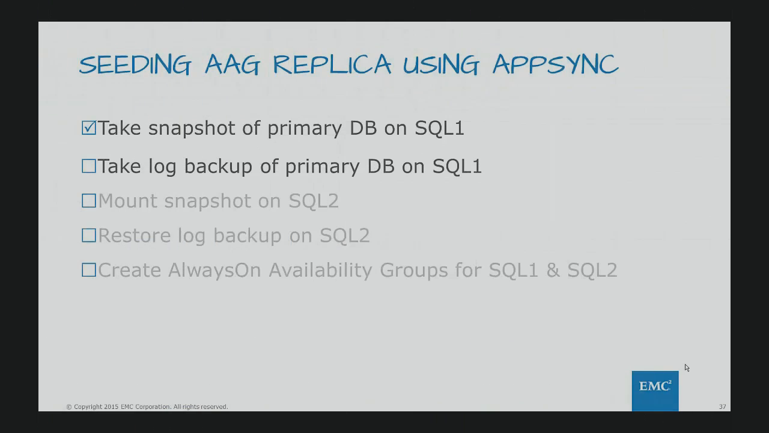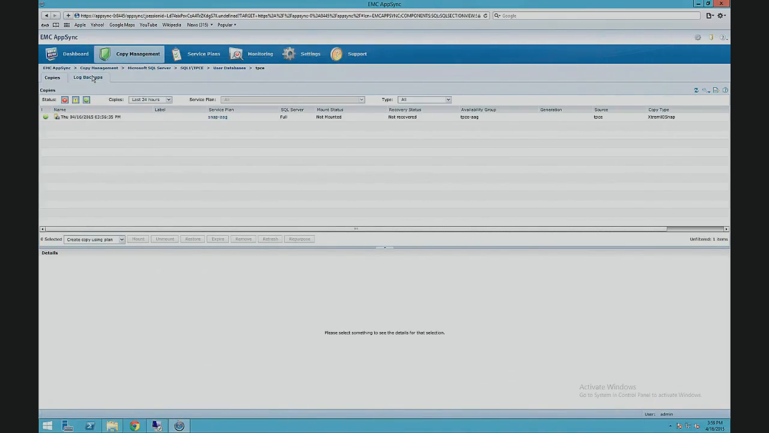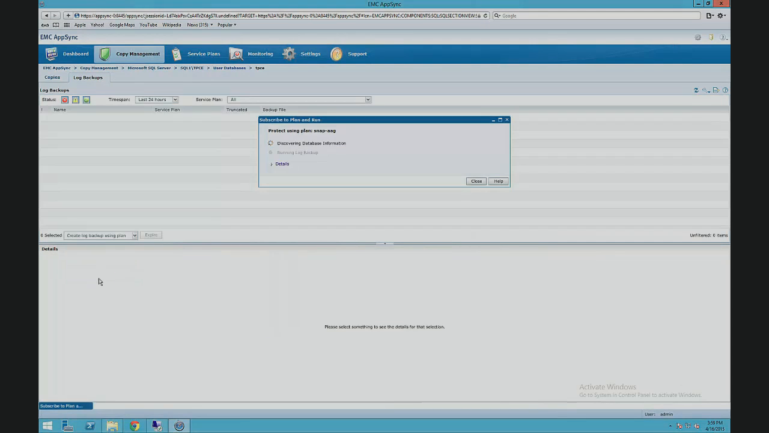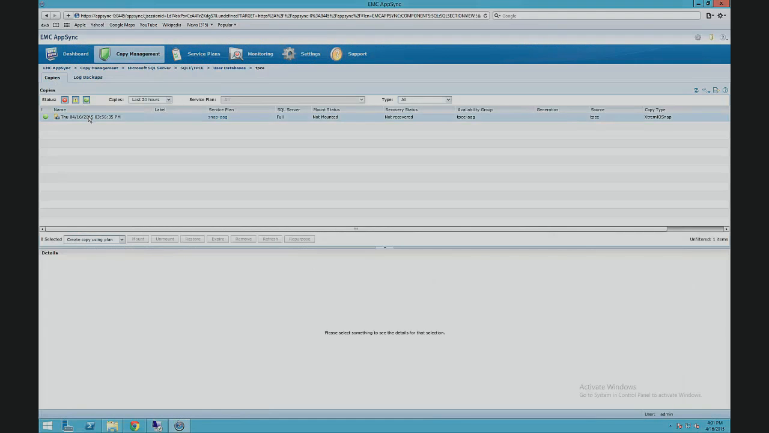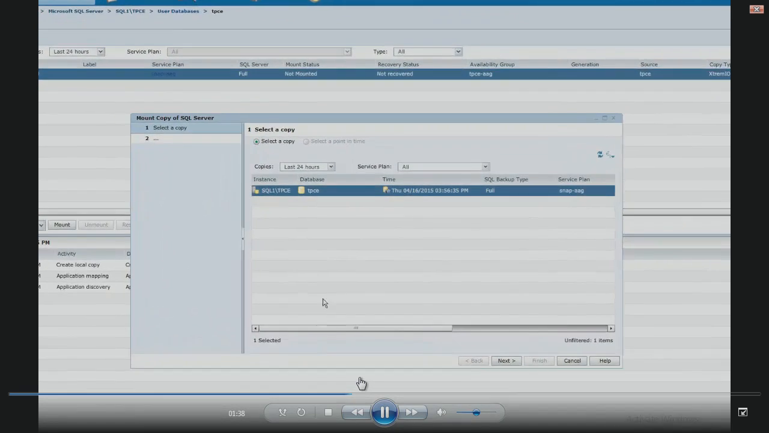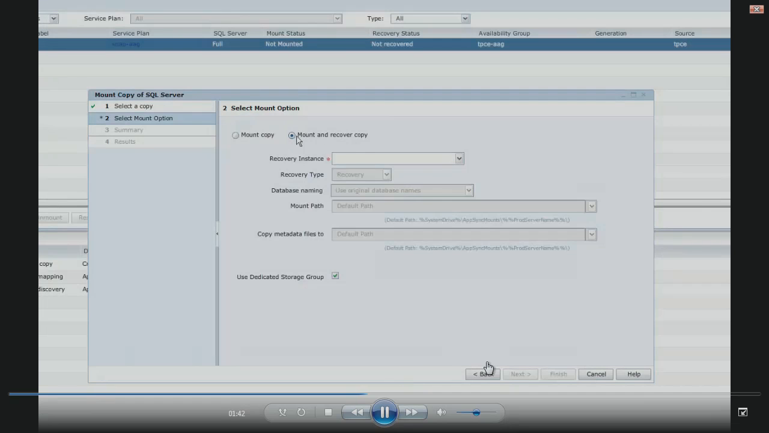Once the backup is taken, I want to back up the active log as well. So using the same service plan, I can back up the active log. Now I have the log backup. I'm ready to create a secondary replica. I'm going to mount the snapshot onto the secondary database instance. When I go to AppSync to mount, I mount it to SQL 2.